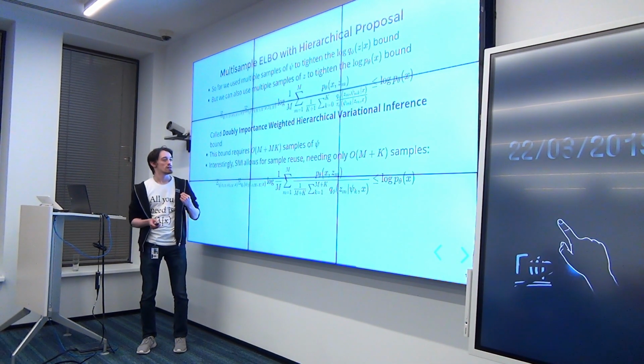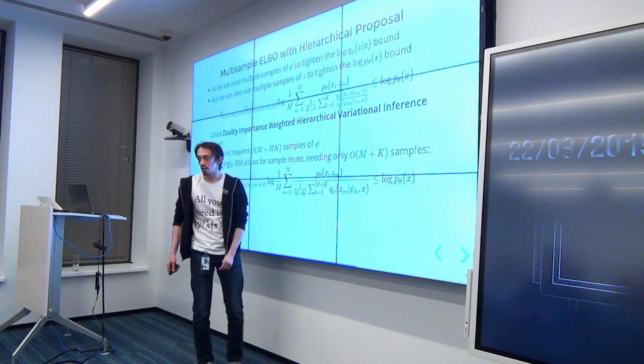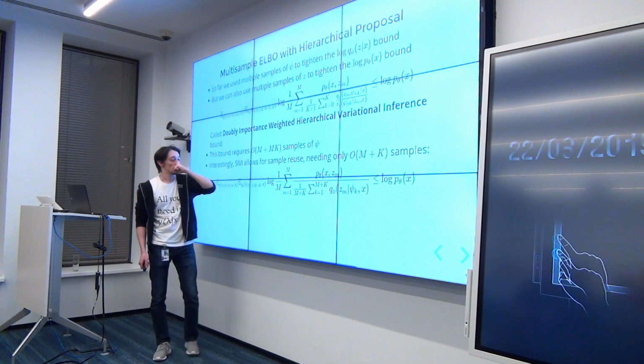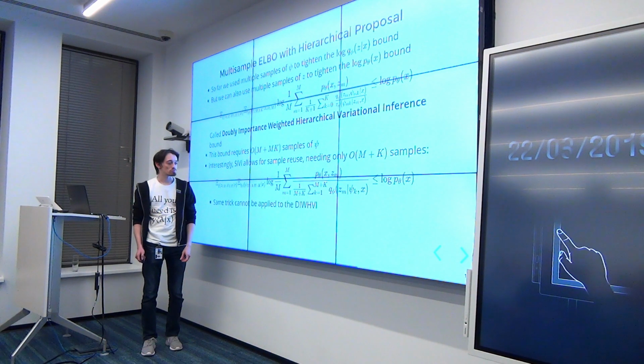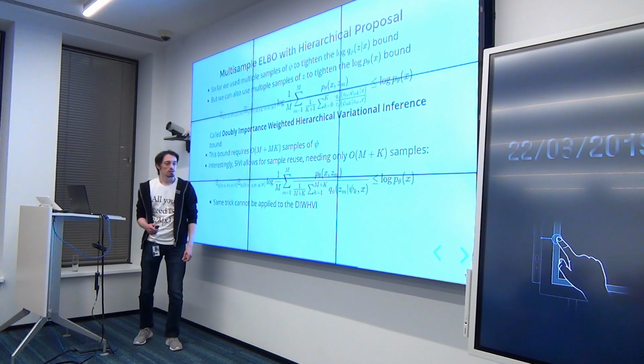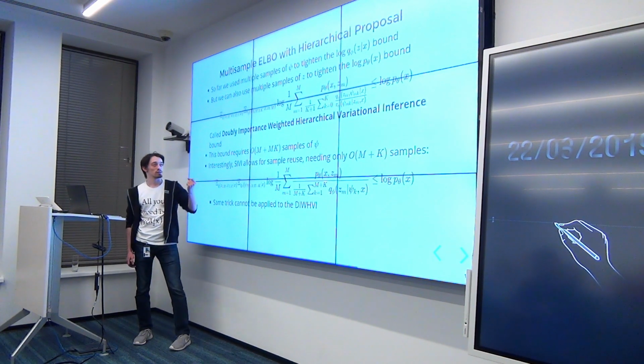It's interesting because it only takes a linear number of samples as opposed to quadratic in our case. But unfortunately, this trick cannot be combined with the IWHVI bound, the doubly IWHVI bound.